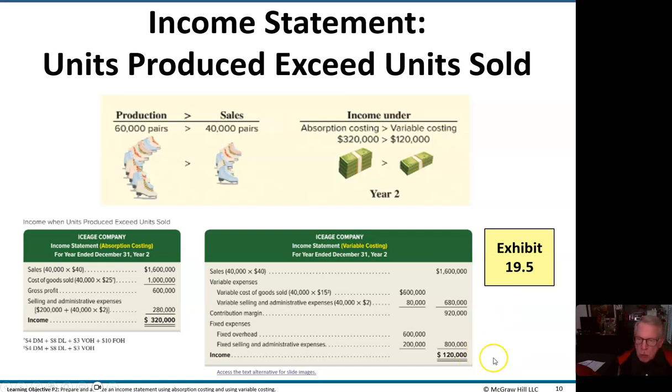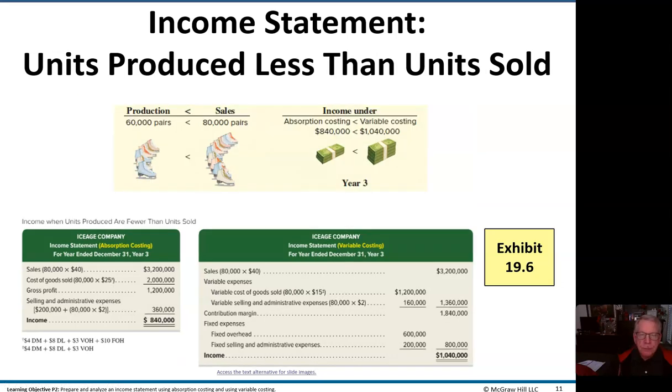You can see a dramatic difference in what was reported under variable costing and what would be reported on our financials at $320,000. Now, under the units produced being less than the units sold, we have just the opposite effect.